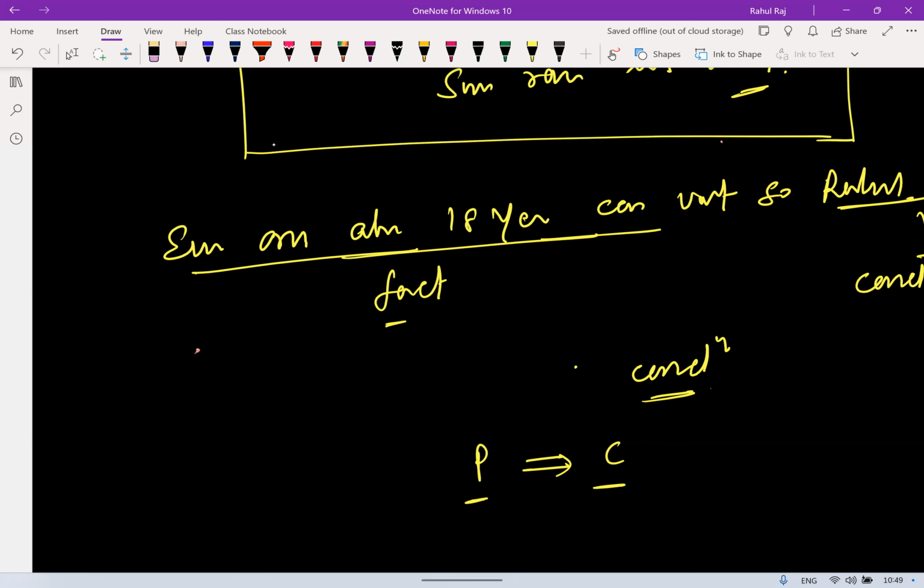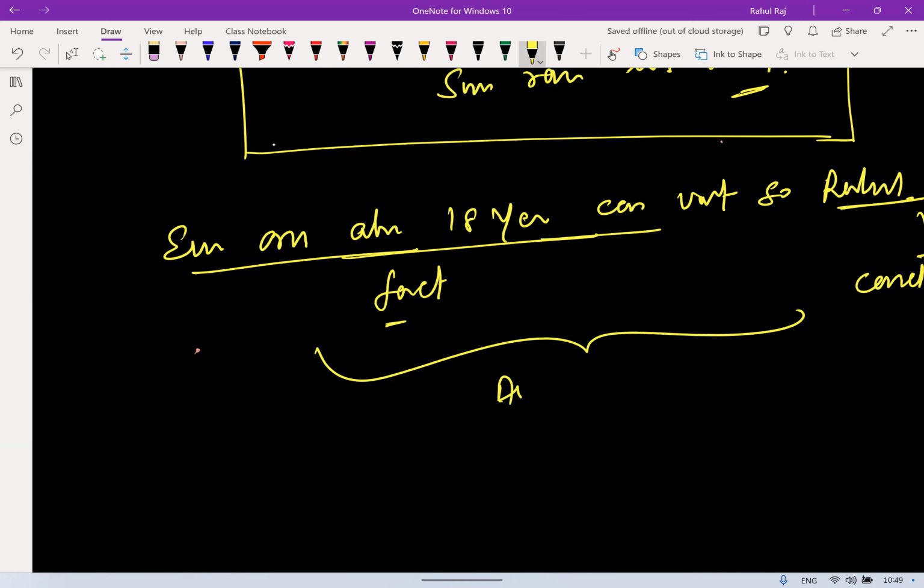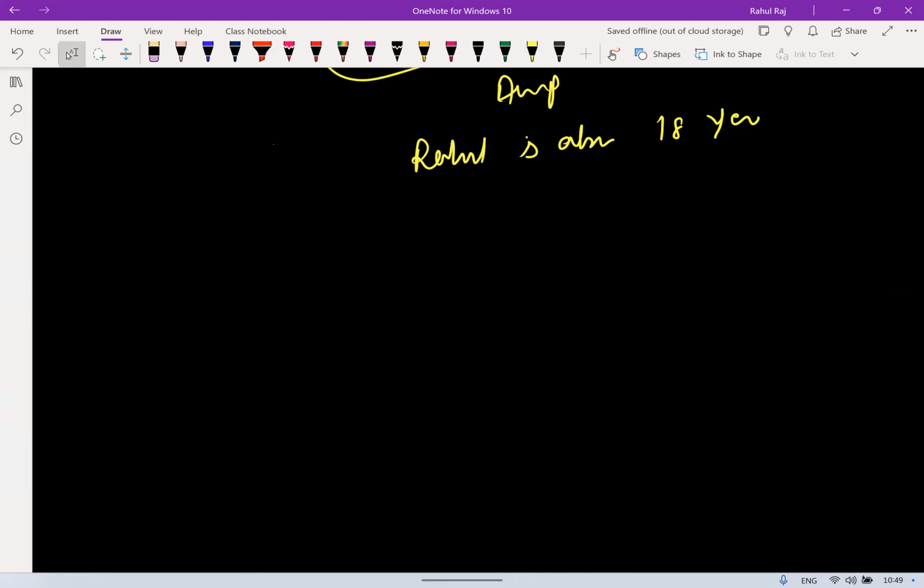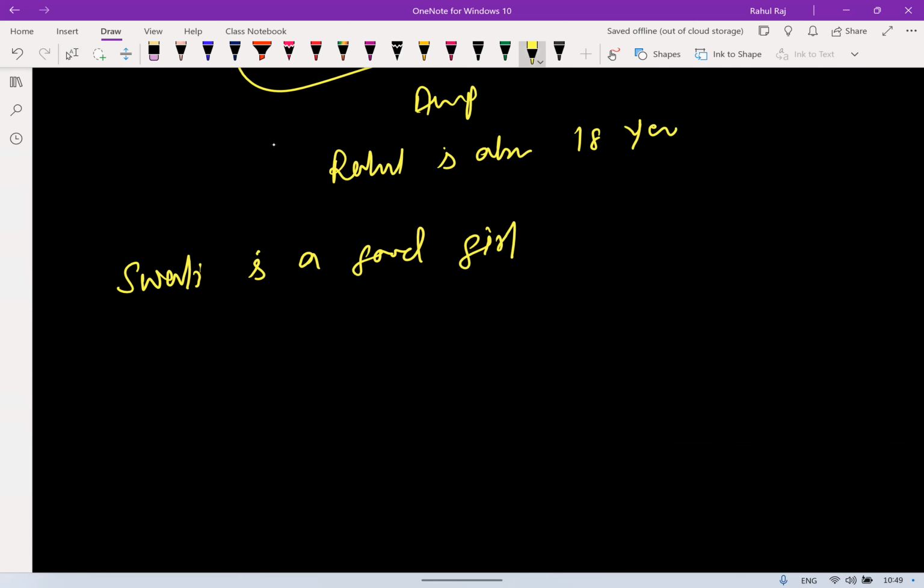So with the understanding that every CR argument is considered to be true, what is the assumption that I can derive from here? That Rahul is above 18 years. Imagine when I say to you that, let's say Swati is a good girl, and that's the reason she would get into Harvard. Simple logic, let's say. She would get into Harvard.